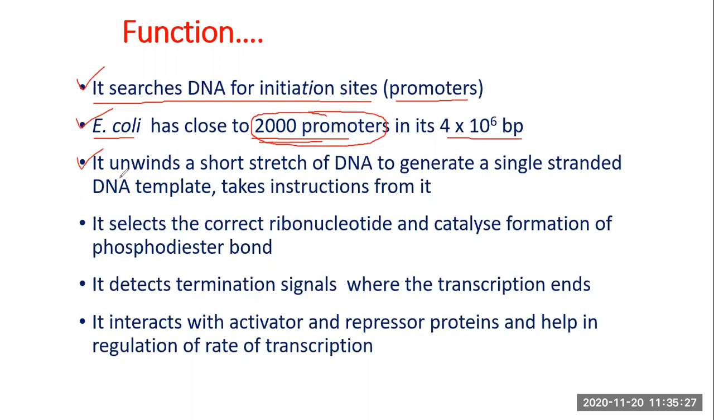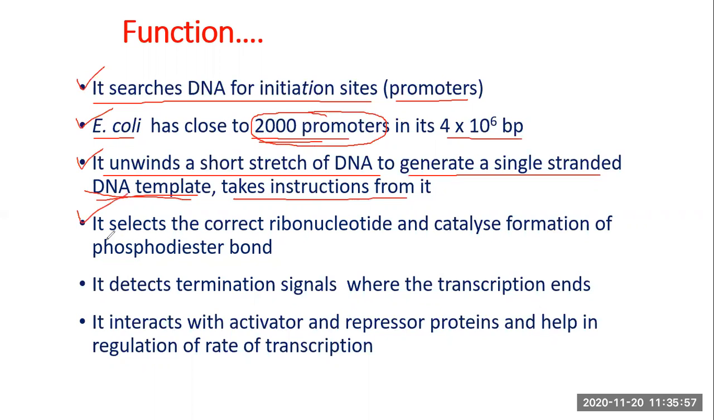What does it do next? It unwinds a short stretch of DNA to generate a single-stranded DNA, so that a template is made available, because it takes instructions from that particular DNA template to synthesize the RNA molecule. So it is again the responsibility of RNA polymerase to unwind a small short stretch of DNA so that a single-stranded template is made available for it to take instructions from.